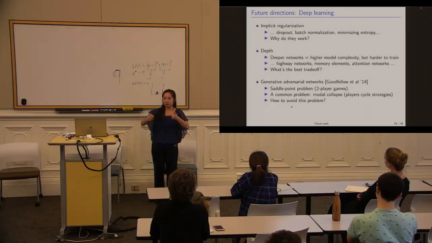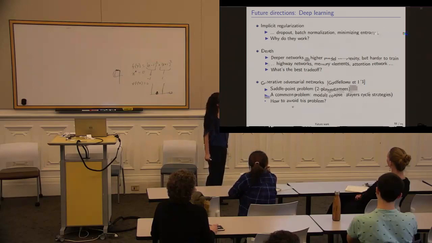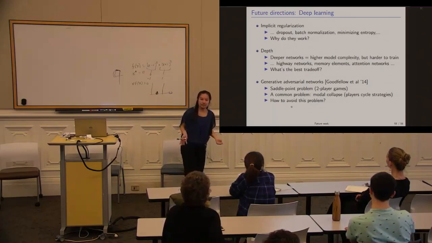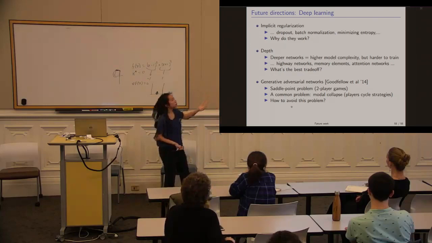On that list are things like batch normalization or dropout, and other things I've seen people use a lot, like minimizing entropy to get clustering activity. These are not really standard optimization practices. While we understand a lot about how two-norm and one-norm regularization give us reduced model complexity, we don't know how these things give us reduced model complexity. These are definitely things that we should look at more.